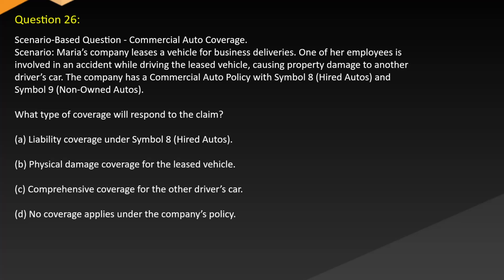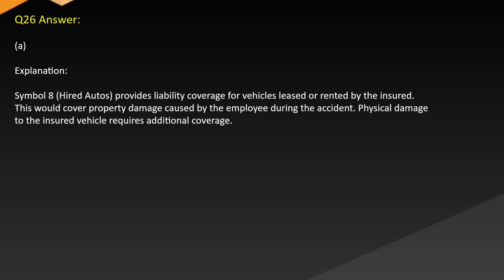Answer: A. Explanation: Symbol 8, hired autos, provides liability coverage for vehicles leased or rented by the insured. This would cover property damage caused by the employee during the accident. Physical damage to the insured vehicle requires additional coverage.